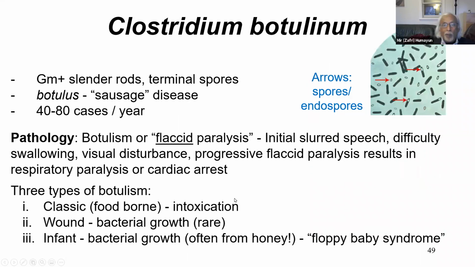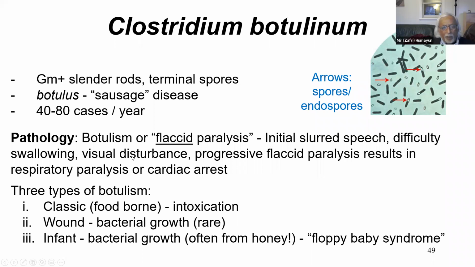Okay, now we'll move on to Clostridium botulinum, a gram-positive slender rod. It also has terminal spores, but it's not quite drumstick-like, but it does have terminal spores. Okay? Botulinum is named after botulus, which means sausage. There are about 40 to 80 cases per year in the United States, more worldwide.